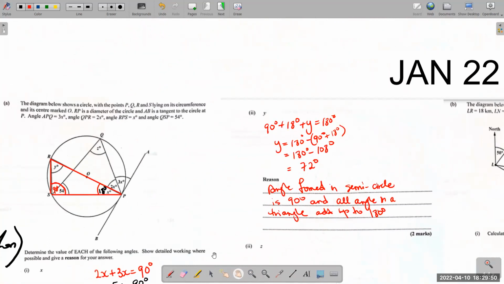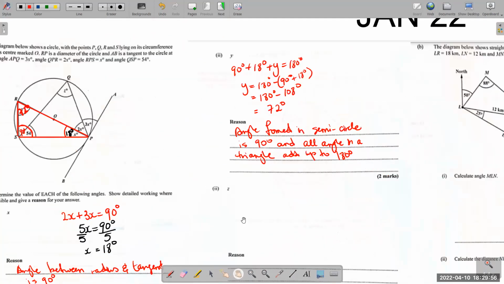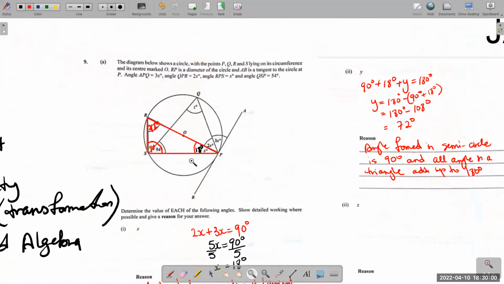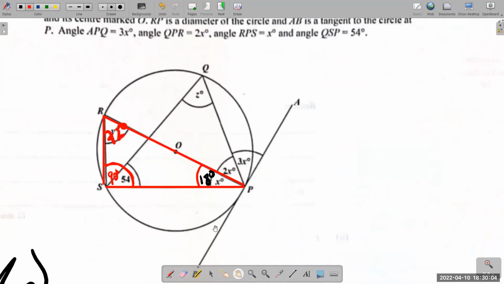Again, I go back to my picture. Since I know that here is 72 degrees, I put it in the picture. Next one, Z. Anybody could tell me what Z is? Does Z need any calculation? What is Z? Based on what we spoke about before. It is also 72 degrees. Why? Because angles formed on the same chord, the twin angles.